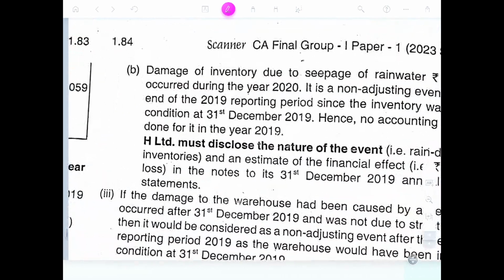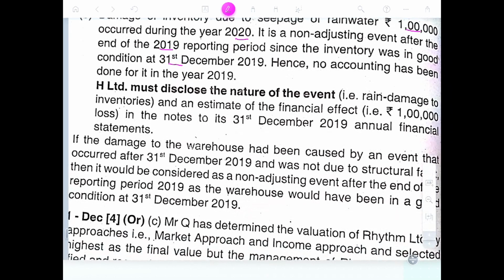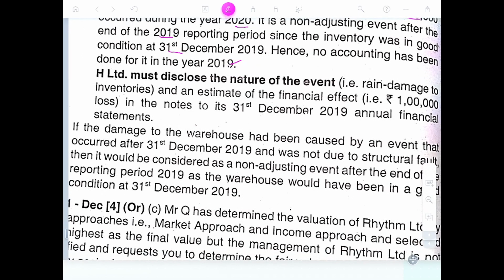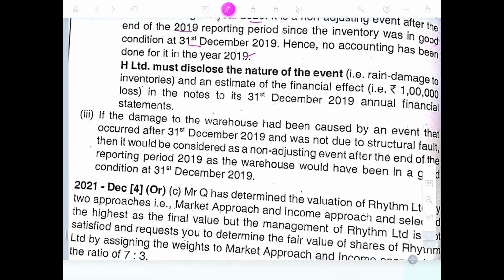Damage of inventory due to the seepage of rainwater, 1 lakh, occurred in 2020. It is a non-adjusting event after the reporting period since the inventory was in good condition. Accounting has been done to 90. They have to disclose the nature of the event: rain damage to the inventory, estimated effect 1 lakh, in the notes.